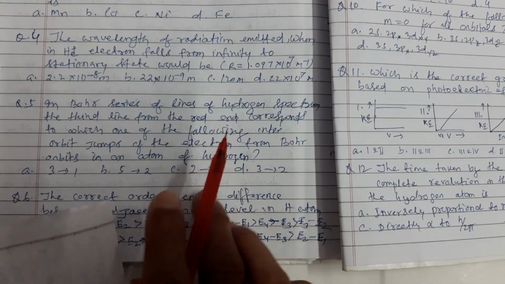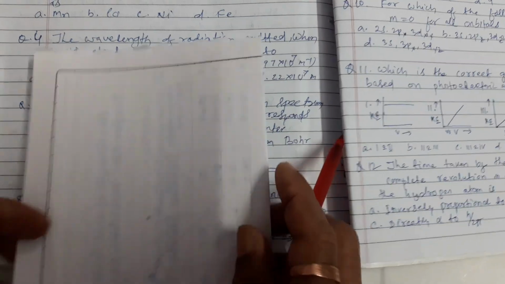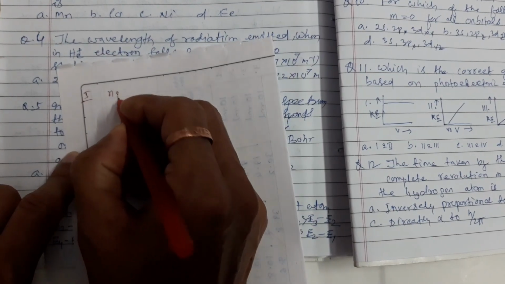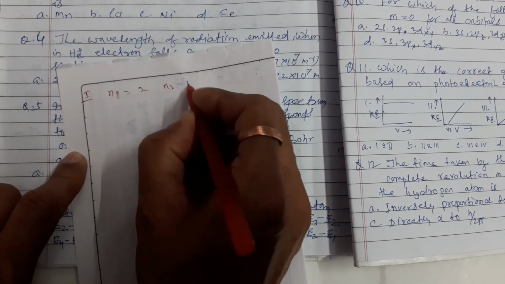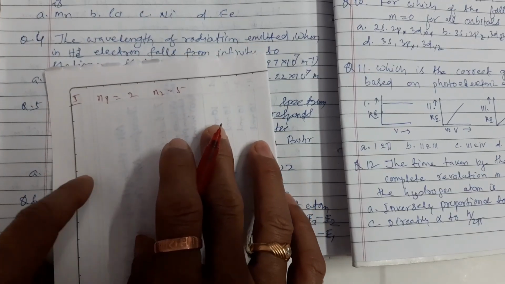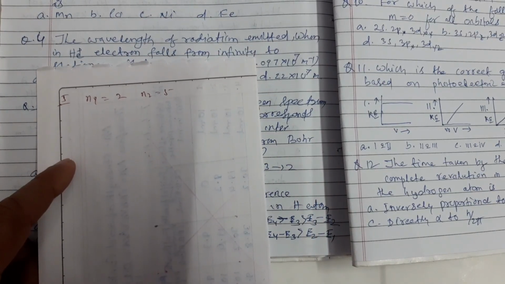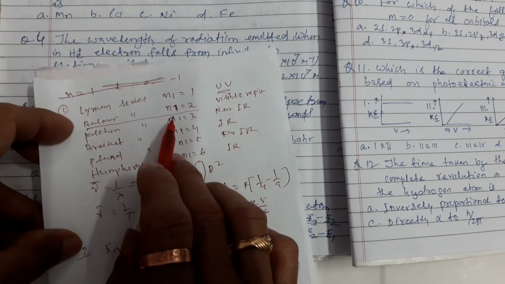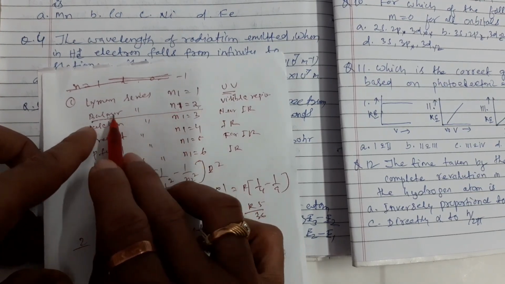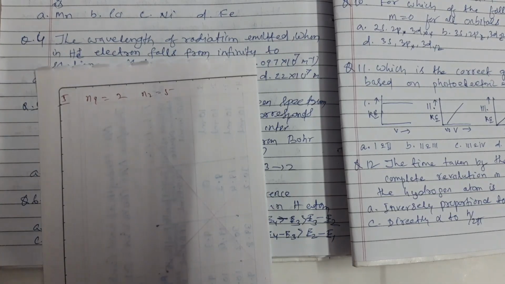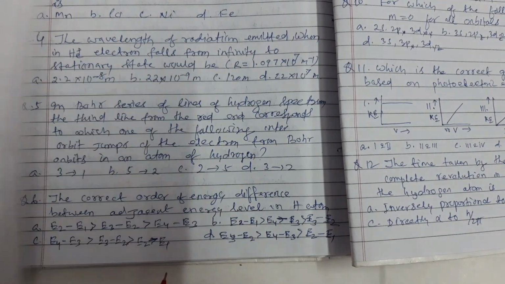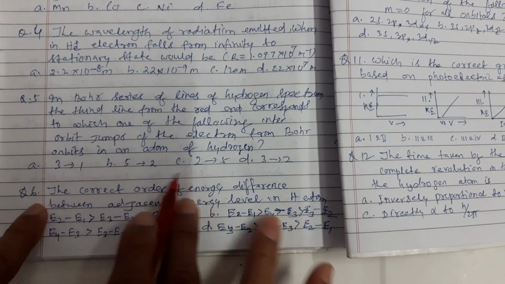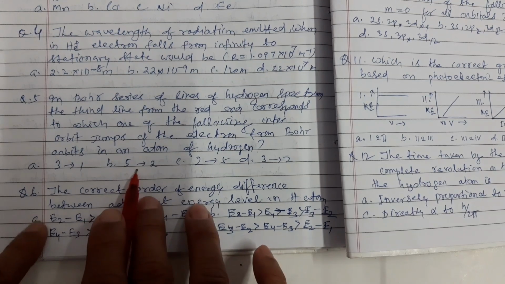Okay, so as already explained, that is n1 to n2, here, question number 5, n1 is equal to 2, n2 is equal to 5. When n1 is equal to 2, it is the Balmer series. Balmer series is observed in the visible region. So choice B is the correct answer.